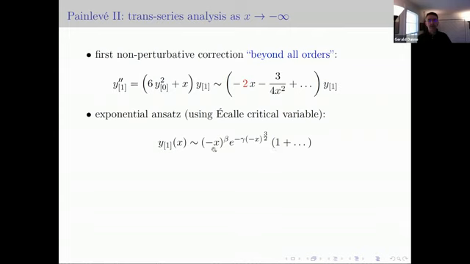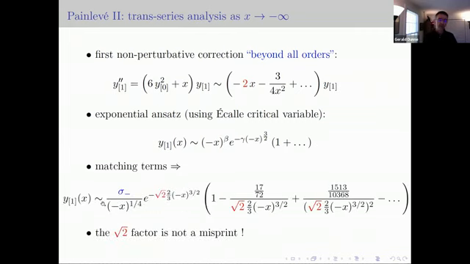So we make this ansatz here using the natural variable, which is minus x to the 3/2. And now something interesting happens. We put this into this equation, we will immediately see what gamma is and what beta is, and we'll see what these plus dot dots are. And matching terms, this is what we find. So first of all, there's the overall constant because it's a homogeneous equation. But you might be surprised by this root 2 here. Your first naive guess would have been that this would be e to the minus 2/3 times minus x to the 3/2. It's actually minus root 2.